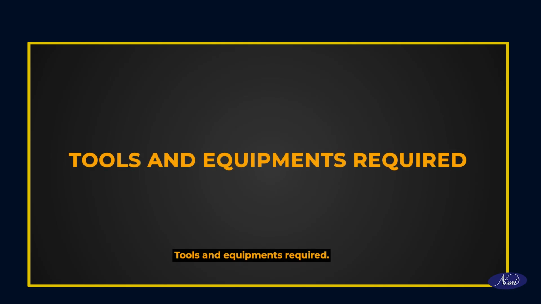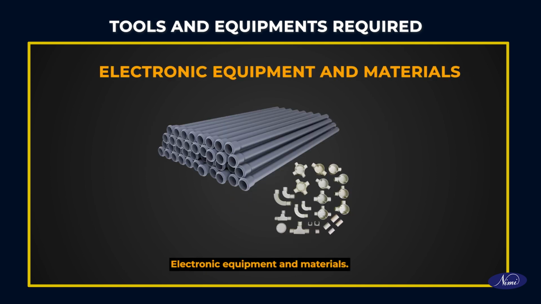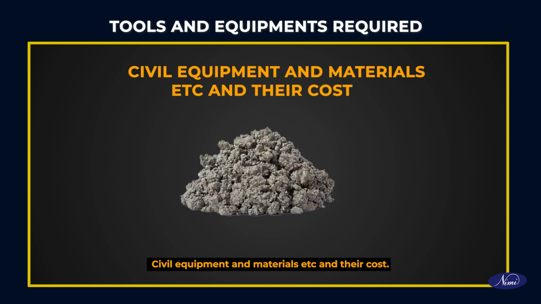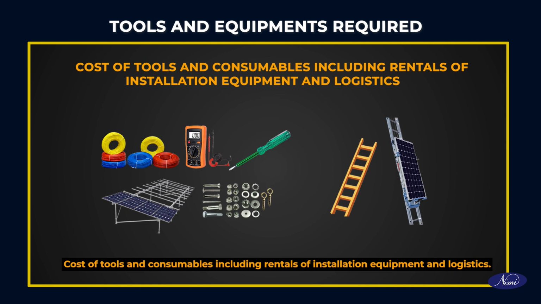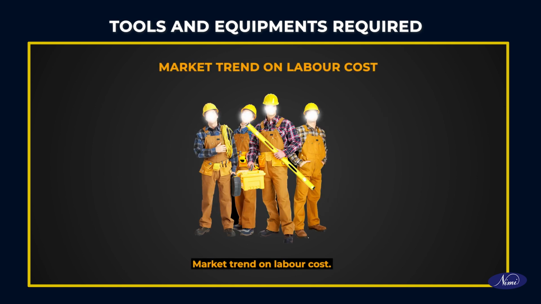Tools and equipment required. Bill of materials including electrical and electronic equipment and materials, mechanical fittings and accessories, civil equipment and materials, etc., and their cost. Cost of tools and consumables, including rentals of installation equipment and logistics. Cost of mounting structures. Market trend on labor cost.